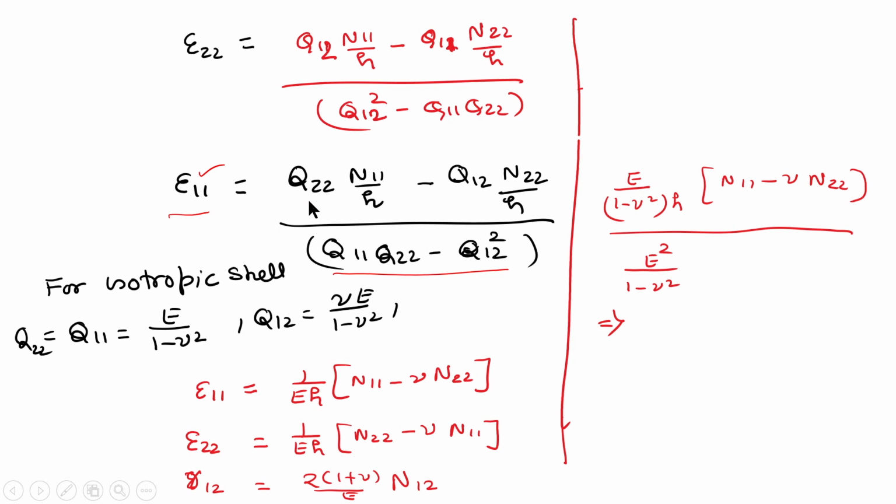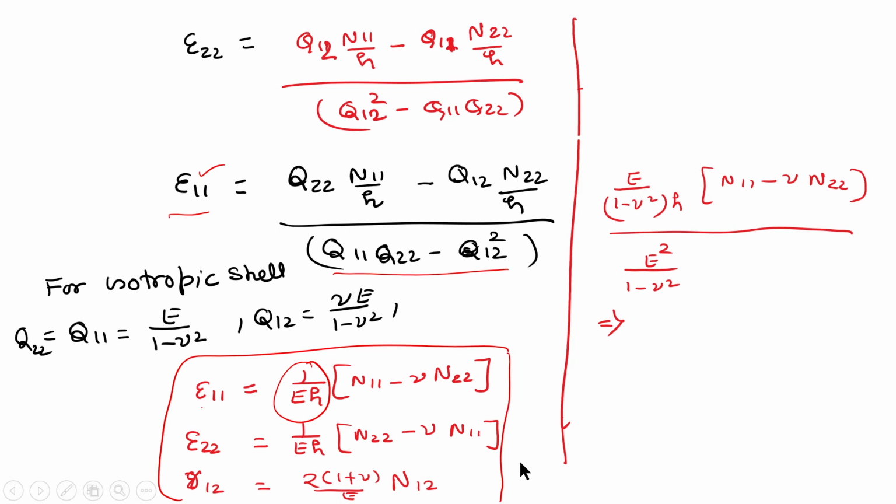If you substitute for an isotropic case, Q11 and Q22 are E by 1 minus mu squared and Q12 is mu times E by 1 minus mu squared. If you substitute that, it reduces to only 1 by Eh. So we can say that epsilon 11 is nothing but 1 by Eh times N11 minus mu times N22. Epsilon 22 can be found as 1 by Eh times N22 minus mu times N11, and gamma 12 can be found as 2 times 1 plus mu by Eh times N12.